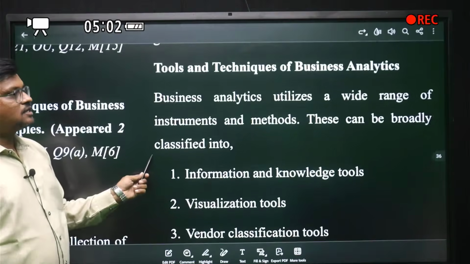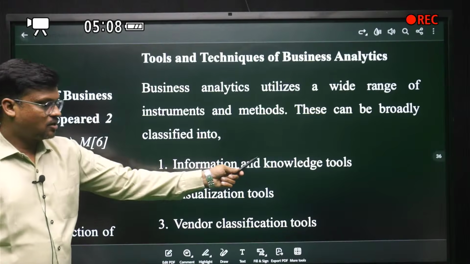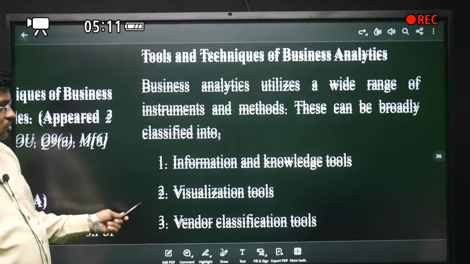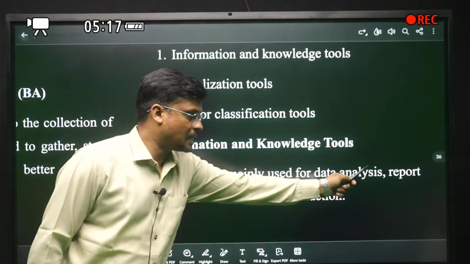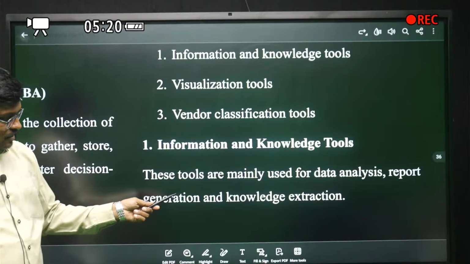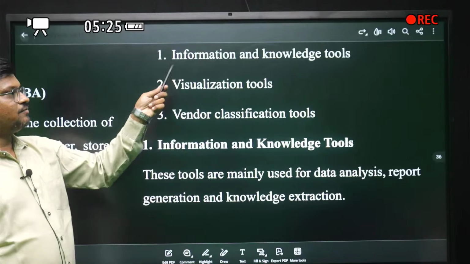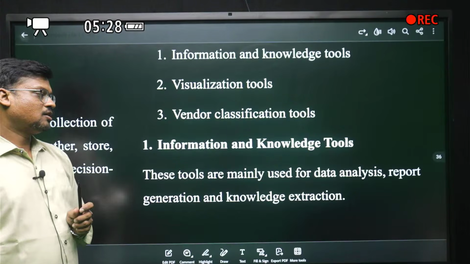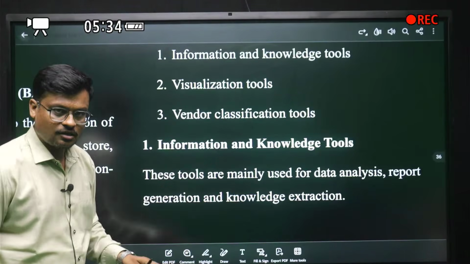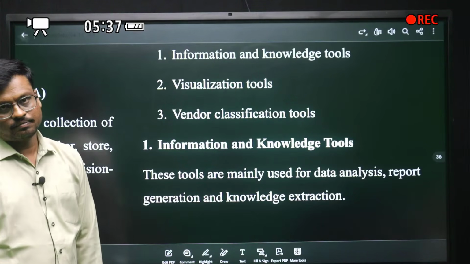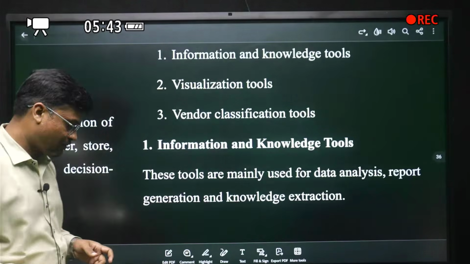Tools and techniques which are used in business analytics are as follows. Information and knowledge tools. In the information and knowledge tools, we mainly focus on data analysis and report generation, and we extract knowledge from your existing data. We evaluate the patterns for the extraction of the knowledge. After this, we also have visualization tools and vendor classification tools. We will go one by one.